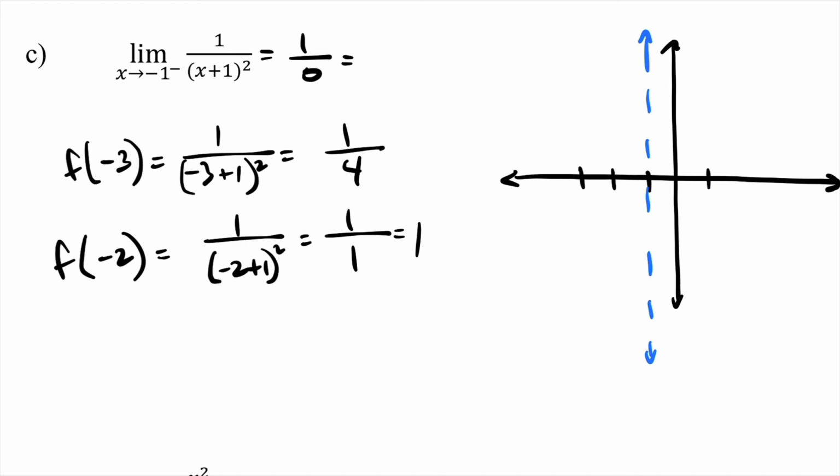Okay, so we know that there's a vertical asymptote at negative 1. We knew that from the beginning, from the front side. All right, we knew that. Nothing new there.